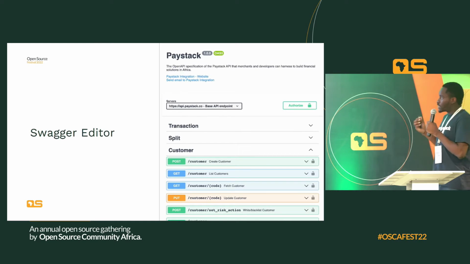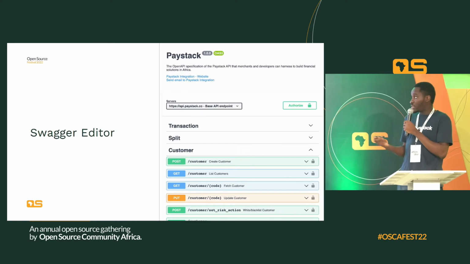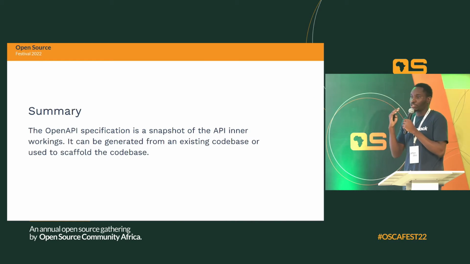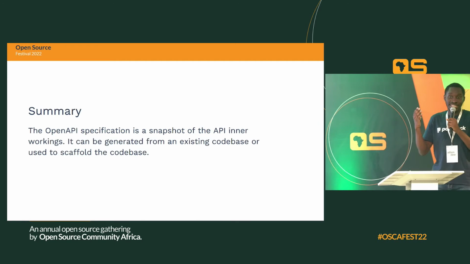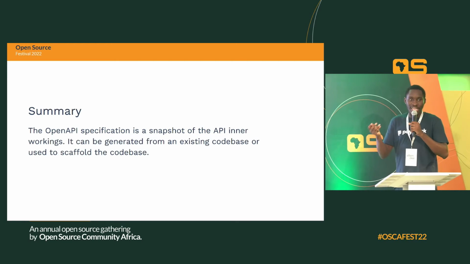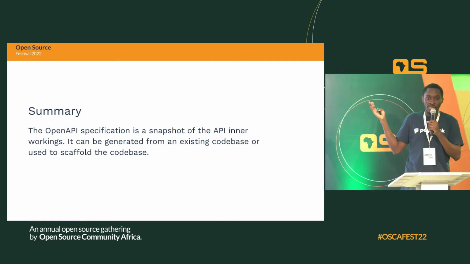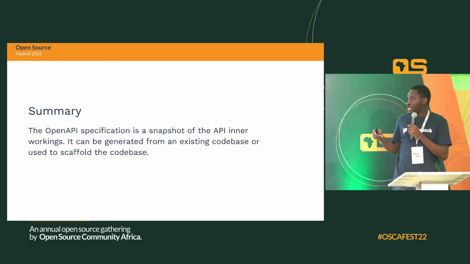So with our knowledge of this, we then decided, what else can we do? How can we make use of this specification, which is more or less like a blueprint? How can we go further with it? So then we realized that this thing is actually showing the inner workings of our API. Then it can be generated from an already existing code base. So you've built your API, you've built your servers and everything. You could literally generate it. There are tools or libraries that you could use to generate your OpenAPI spec from your code base.